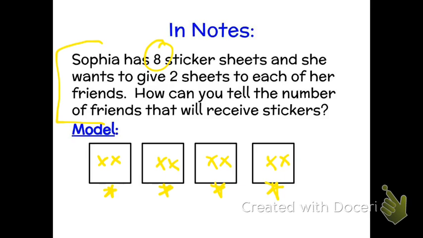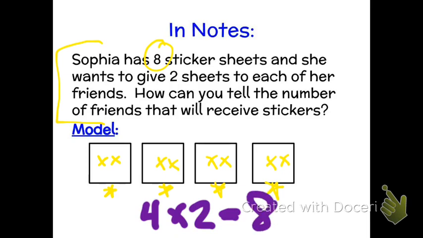When she gives each of them 2 sticker sheets, and she has 4 friends, the equation I see is 4 friends times 2 sticker sheets each, which would equal 8 total sticker sheets, which is what she is starting with here. Today, we are focusing on how we can solve these kinds of problems using division from the beginning.